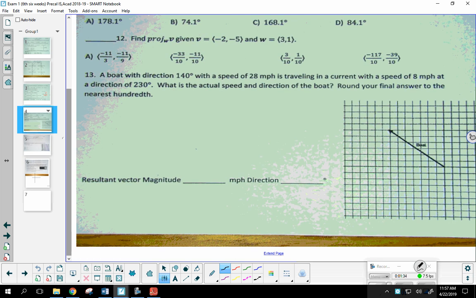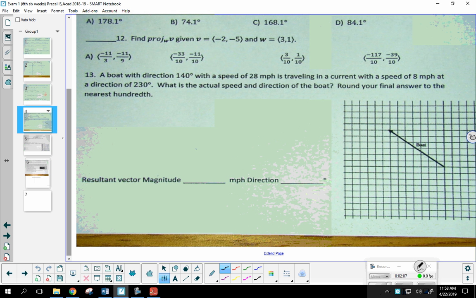Okay. So it says a boat with direction 140 degrees with a speed of 28 miles per hour is traveling in a current with a speed of 8 miles per hour at a direction of 230 degrees. What is the actual speed and direction of the boat? Round your answer to the nearest hundredth. So we have a boat. We also have the speed of the river, the current. So what we want to do is find the component form for each of these, and then we add them up, because that's going to give me the resultant.